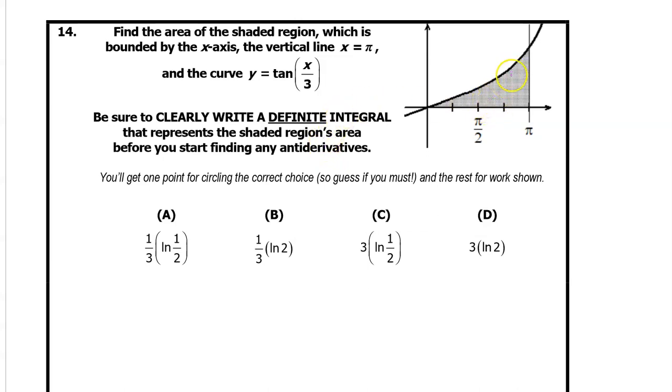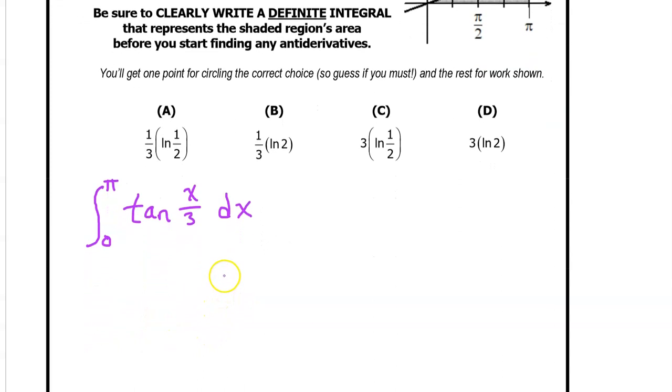So the area under the curve from 0 to pi can be represented by the definite integral from 0 to pi of the function on the top here. So that's going to be our tangent x over 3. So this integral does represent this area. Now all we have to do is evaluate.